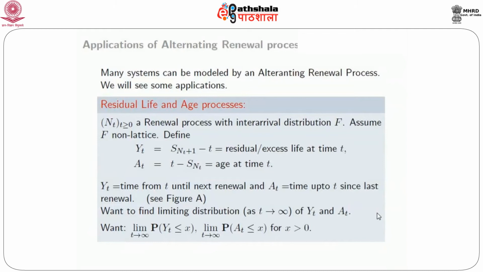So therefore Y_t represents residual or excess life at time t. How much more life does the machine that is running now have at time t, whereas t minus S_{N(t)} tells you for how long the machine running at time t has been running. So Y_t is called the residual life and A_t is called the age at time t. We want to find the limiting distribution of both Y_t and A_t. So we want the limit as t goes to infinity of the probability that Y_t is less than or equal to x, and the limit of the probability that A_t is less than or equal to x, for every x positive.